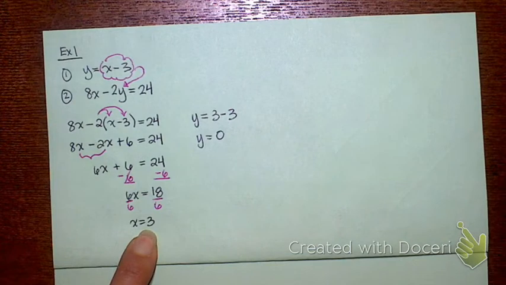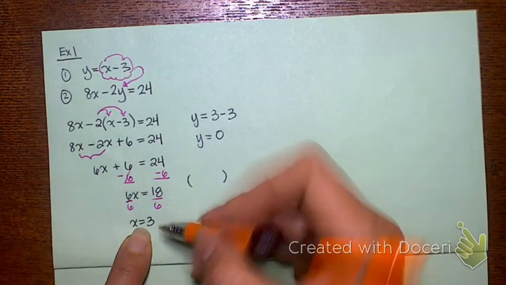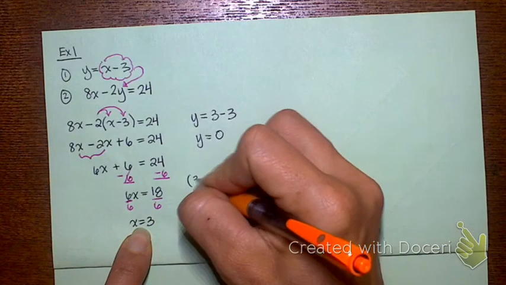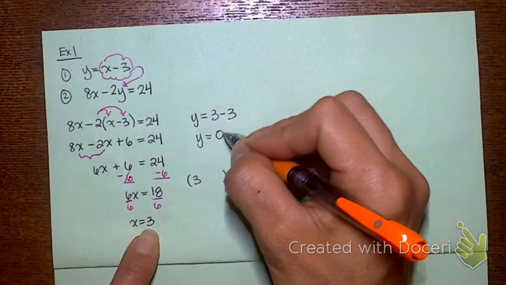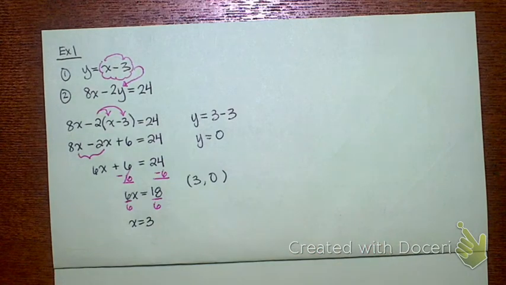0, right? So what is my ordered pair? My ordered pair is an x comma y value. So what is my x value? 3. What is my y value? 0. So I've just found the point that they cross on the graph without actually graphing.